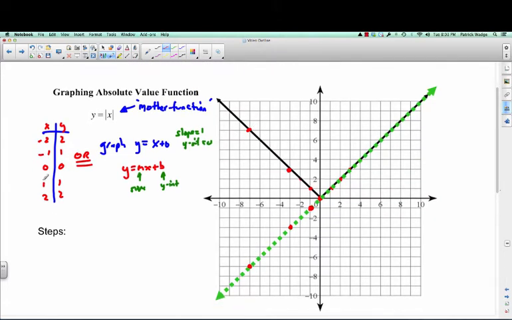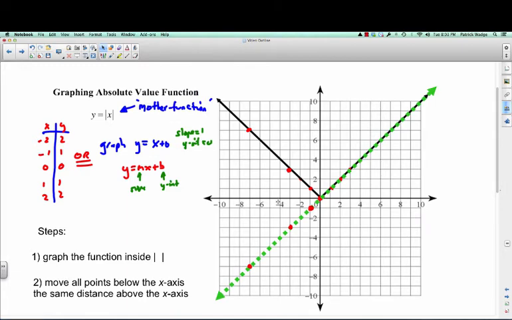So basically, the steps to solve an absolute value graph are the following. First of all, graph the function inside the absolute value bars. So instead of graphing y equals the absolute value of x, I just graphed y equals x. That's what this green dotted line is. Then the second step, move all the points that are below the x-axis, all the points down here, just move them up above the x-axis, making them the same distance, right? This point right here was 3 down from the x-axis. Now I move it so it's 3 up from the x-axis. And you just do that everywhere, and you'll have the answer.